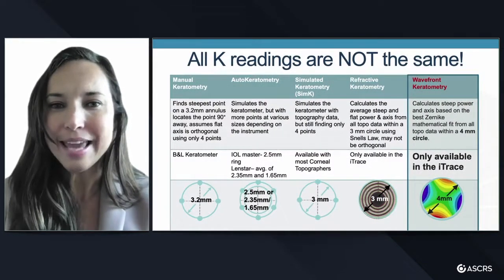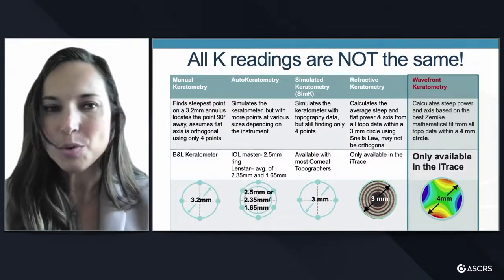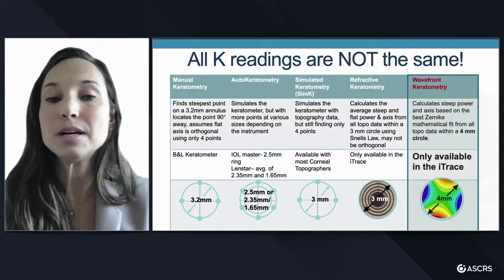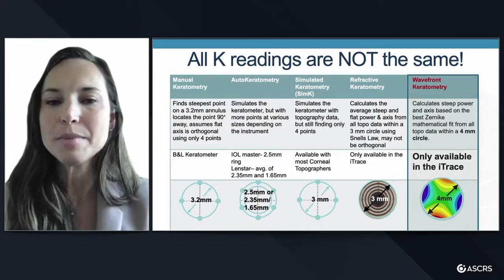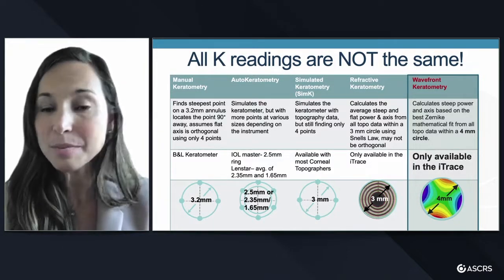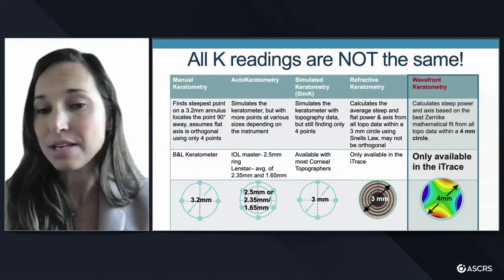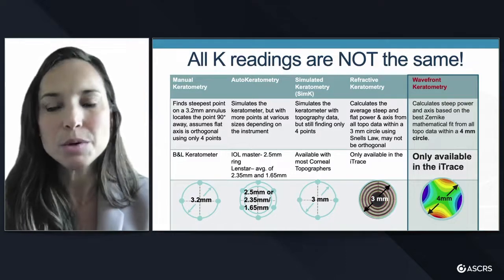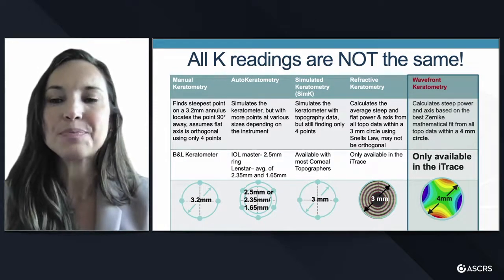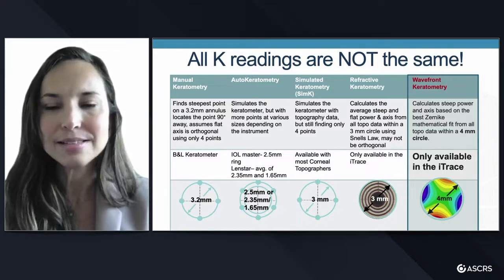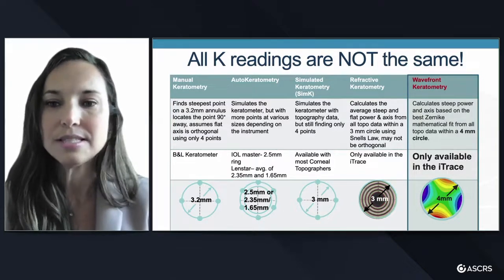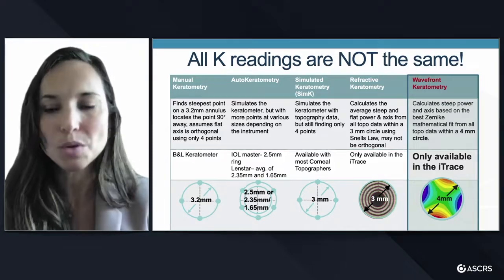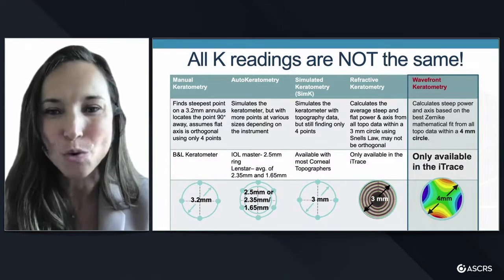So not all K readings are the same. It's important to remember, when we're looking at manual keratometry, and even the SIM case, we are measuring only 4 points at 3 millimeters. Refractive keratometry is better, but again, we're looking only at 3 millimeters. Wavefront keratometry is only available in the iTrace. And basically, it calculates the steep power and axis based on the Zernike fit, from the entire topography data within a 4 millimeter circle. So this is really important.